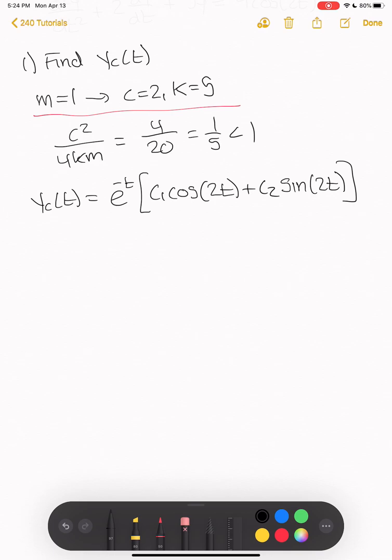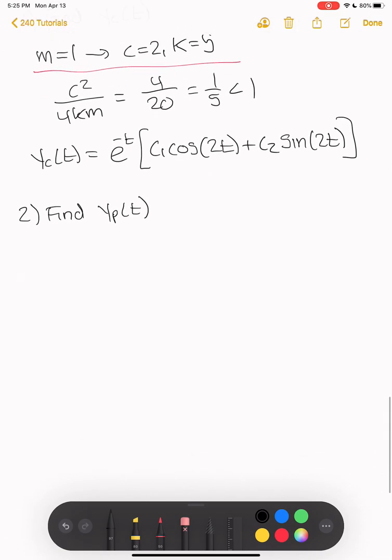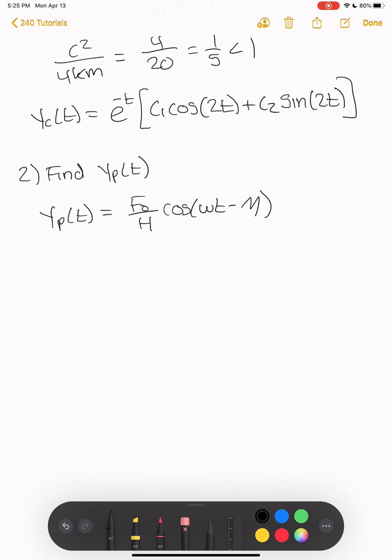What we have to do now is find our particular solution. And so we go up and we say we know yp of t is f naught over h cosine of omega t minus nu. And I never told you what h and nu were because I didn't feel like writing them, because there are a lot. But h is equal to, just right from the textbook, the square root of m squared times omega naught squared minus omega squared, that whole thing squared, believe it or not, and then plus c squared omega squared. That's h.